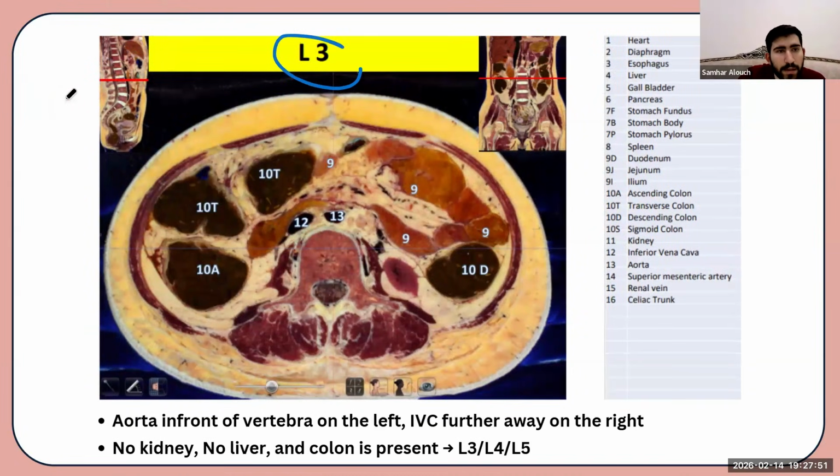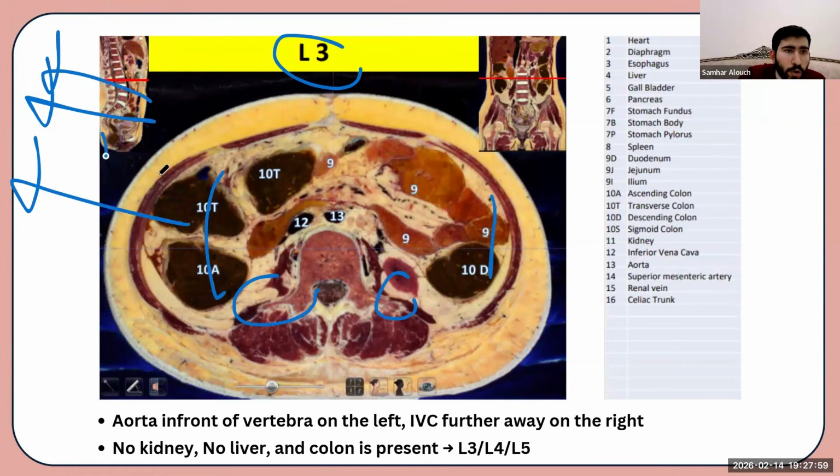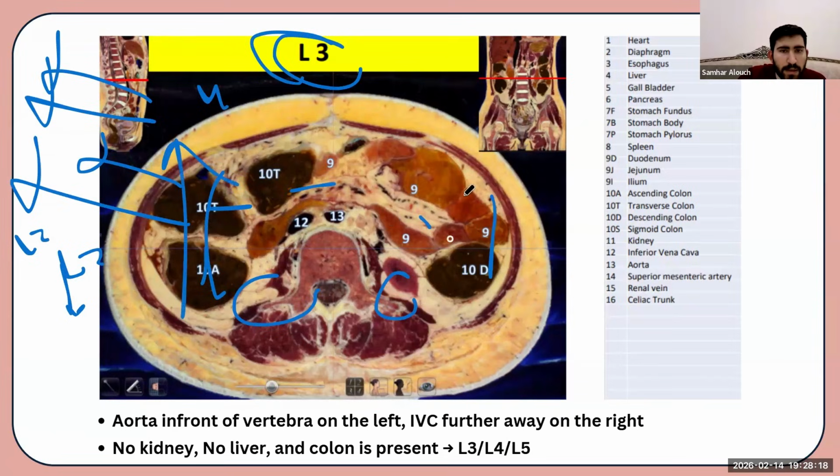Now we have L3. How to identify it's L3? We don't have a kidney, as you can see. We don't have a liver, and we have colon. So if you didn't see a kidney nor a liver and a colon, then we are way below the level of the kidney, which is till L2. So we are either L3, L4, L5. Not necessarily you will identify, but the more you go down between L3, L4, L5, the less colon you will have. So here we have a lot of colon, 4 segments, as you can see. So this ascending, this descending, this transverse. That's L3.